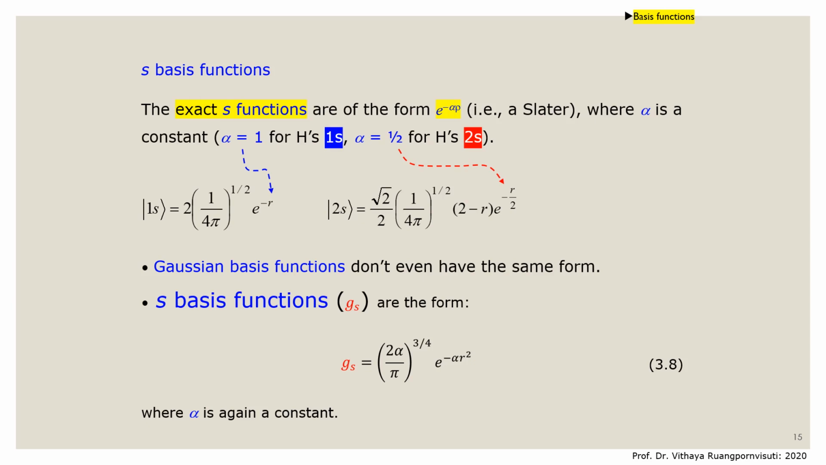Gaussian basis functions don't even have the same form. The Gaussian S basis functions, or GS, have the form GS equal to (2 alpha over pi) to the power 3/4, multiplied by e to the minus alpha r squared. Of course, alpha is again a constant.